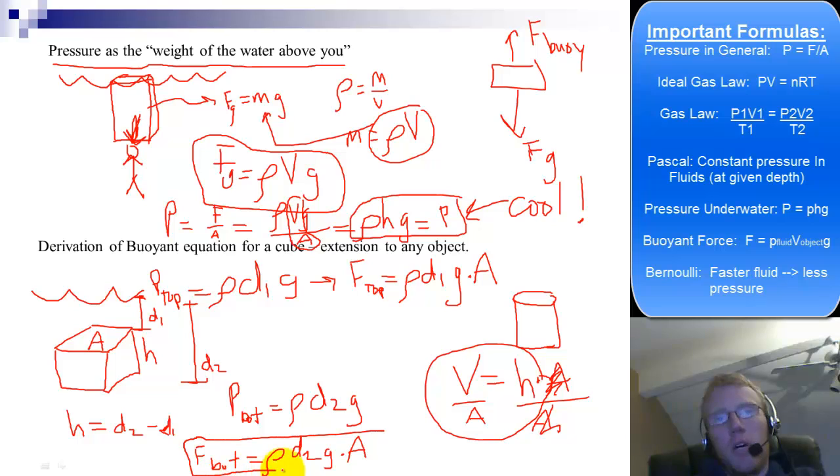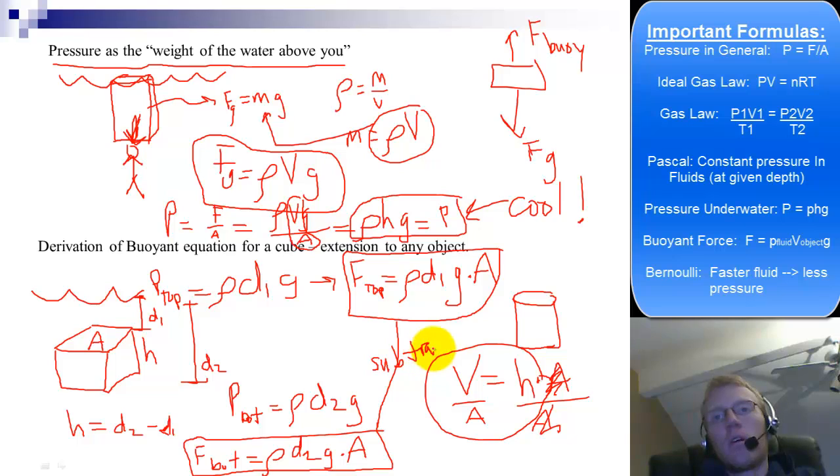So here's my force on the bottom pushing up. Here's my force on the top pushing down. Okay, I need to subtract these two to get the net force upward. Okay, so if I subtract these two, I can factor out what they have in common. They both have a rho, they both have a g, and they both have an a. So the F net is going to be rho, g, a, and then what's left behind is d2 minus d1.